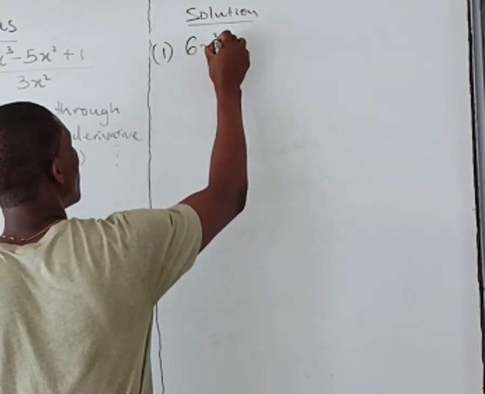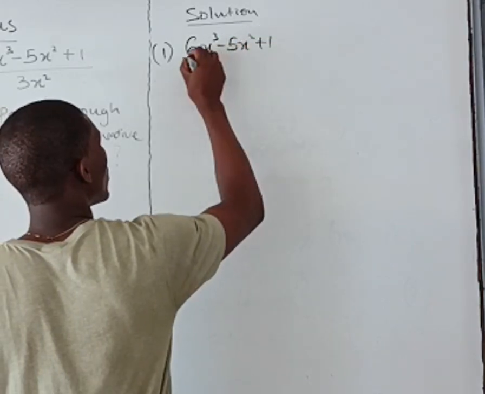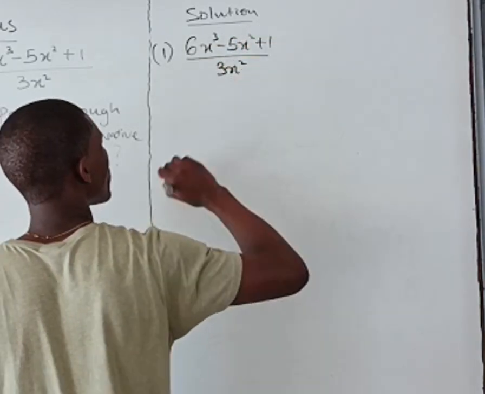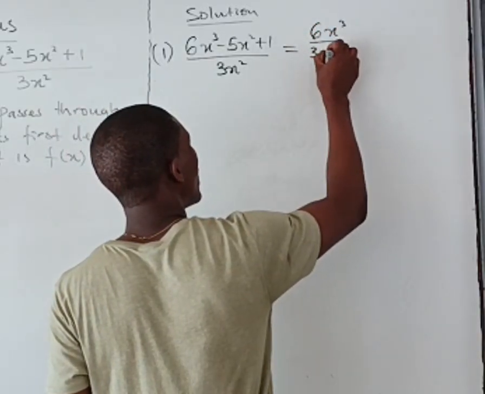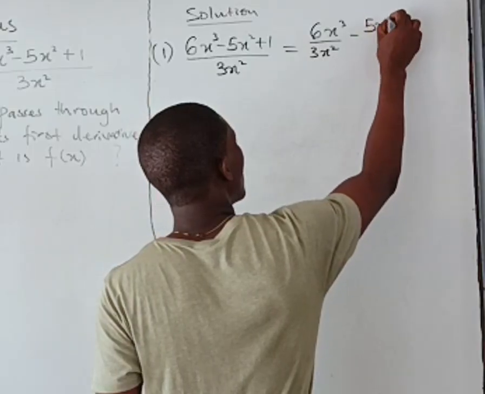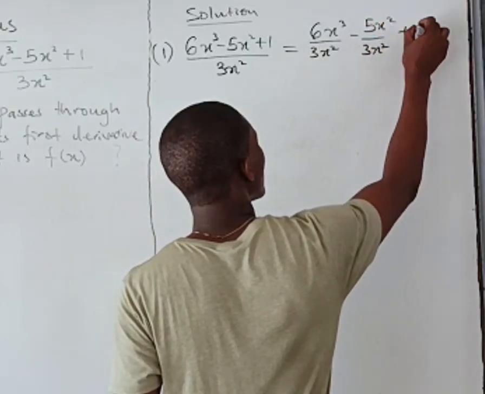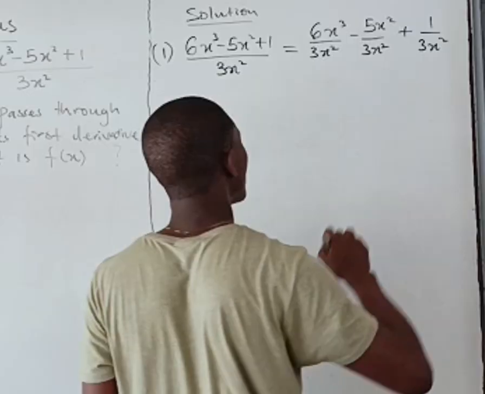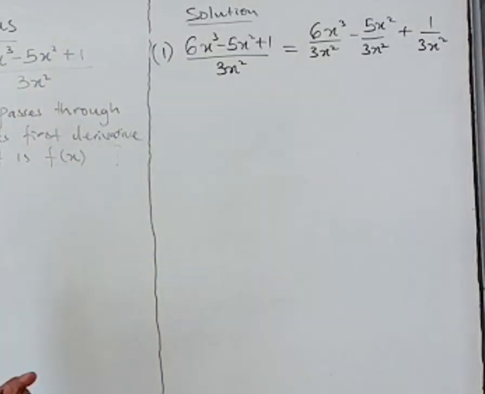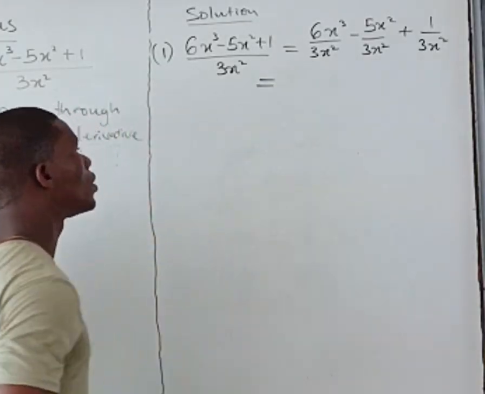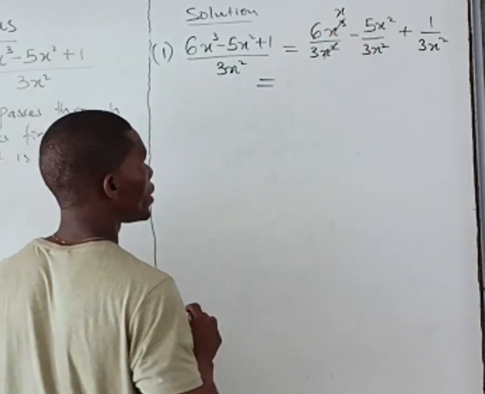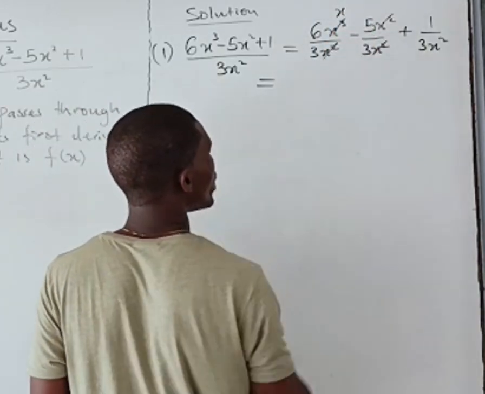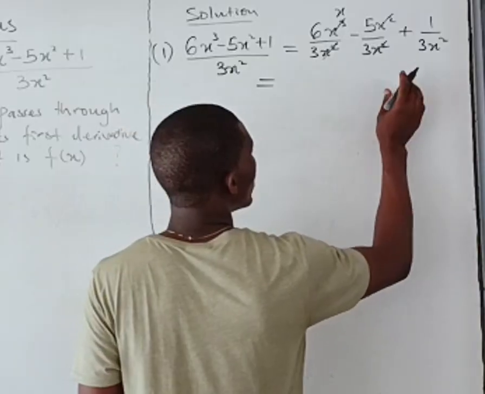So this is how I'm going to go about it. 6x^3 minus 5x^2 plus 1 all over 3x^2. I'm going to write it this way: 6x^3 over 3x^2 minus 5x^2 over 3x^2 plus 1 over 3x^2. I know someone is saying wow now. So you already understand what I'm trying to do, right? Then the next thing is this x raised to power 2. Here we have x left. Then here x squared cancels x squared, and here nothing cancels out, right?